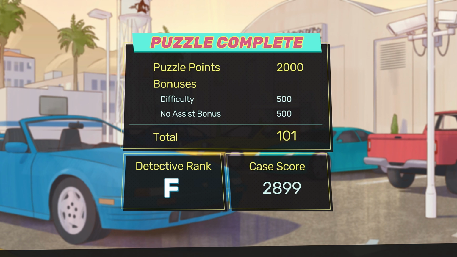So at the end of each puzzle, you'll get points based on the puzzle itself, the difficulty you're doing it on, and if you push the assist button, you can have Scout fill in a square for you, or at least tell you where you gotta go next. And if you don't use any assists, then you get bonus points for that. Your detective rank will go up as the episode progresses. So you'll start out at rank F, but then by the end of it, you can reach rank S. So don't worry about the rank.